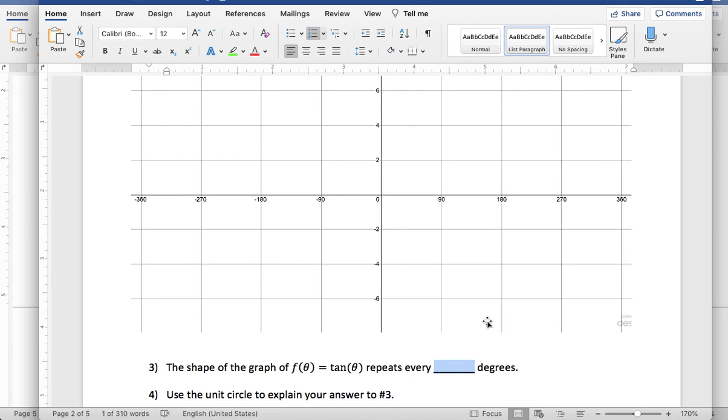Okay. Final thing I want you to do. So you have the right-hand side of this graph filled in. Use that same pattern that you can see to help fill in the left side, to help fill in from negative 360 degrees to 0 degrees.